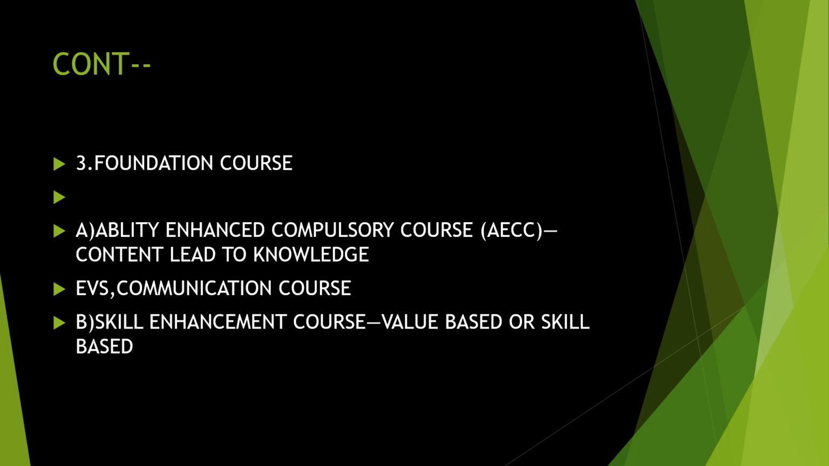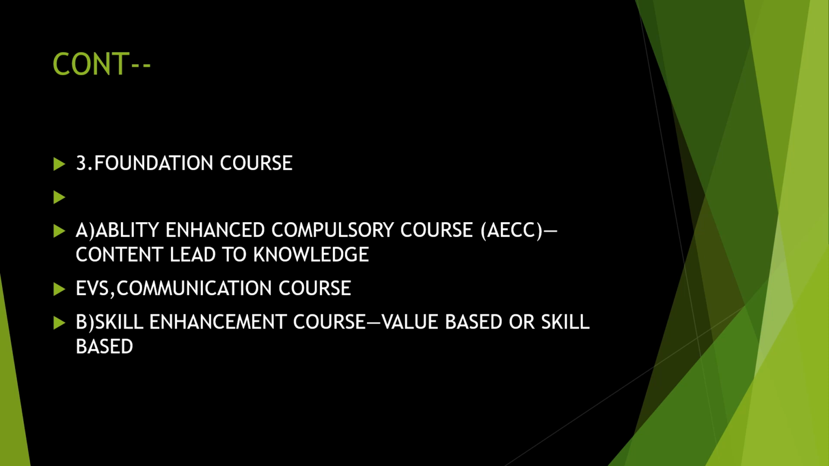Next is skill enhancement courses. Skill, you know what it is. It is special ability. That is what we call skill. It can be value based or skill based; two types are there. Value based, you know, social values, individual values are there. So the value based type of skill enhancement courses is there, and skill based. Skill means the special ability. Those types of courses are also there that you can choose according to your wish. That is also what we can see in the choice based credit system.